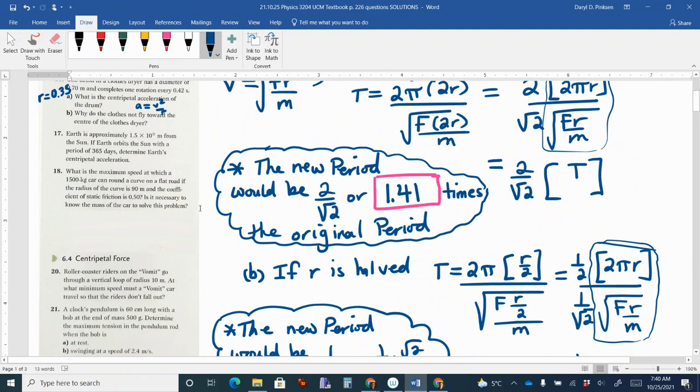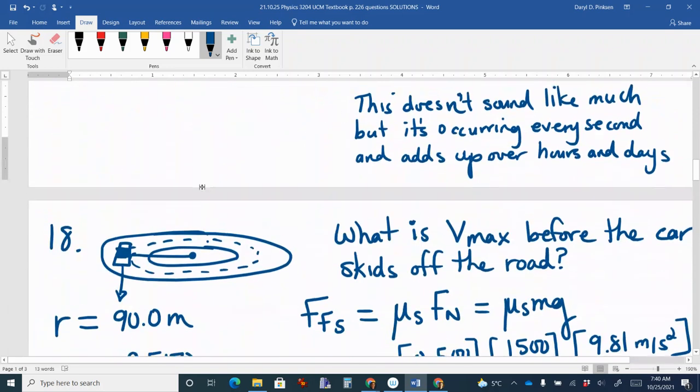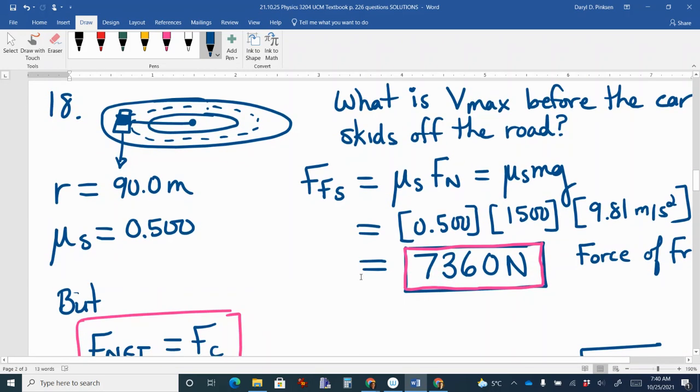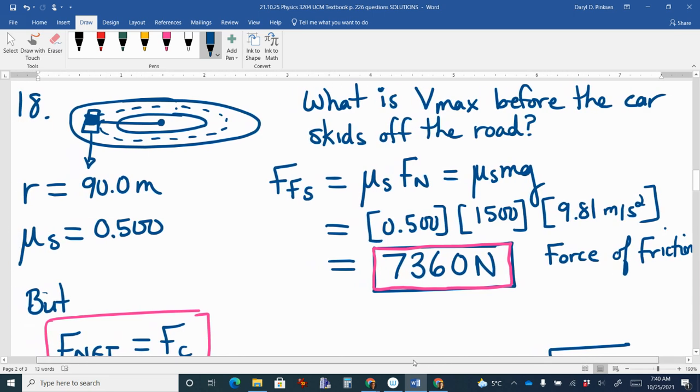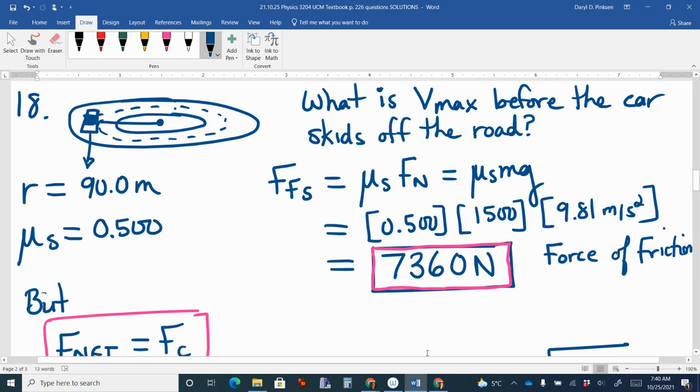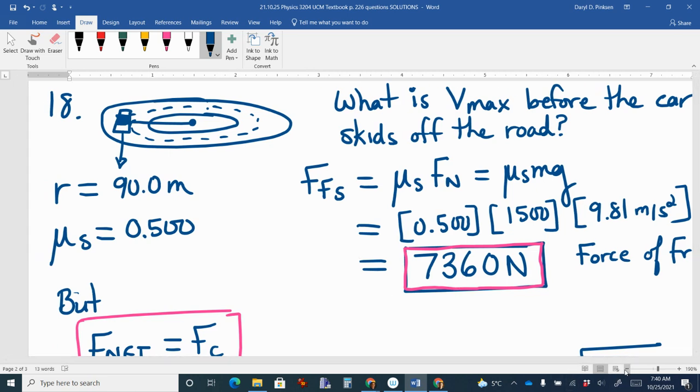Number 18, the maximum speed at which a 1,500 kilogram car can round a curve on a flat road. The radius is 90, and the coefficient of static friction is 0.5. Well, and then it asks if you need the mass here. Well, I mean, we can calculate the force of static friction at that, right? Like we had the mu and we had the Fn, and there's the force of friction on that car. That's the force of static friction, mu Fn. And so you would need to exceed that force in order to get that car to skid.